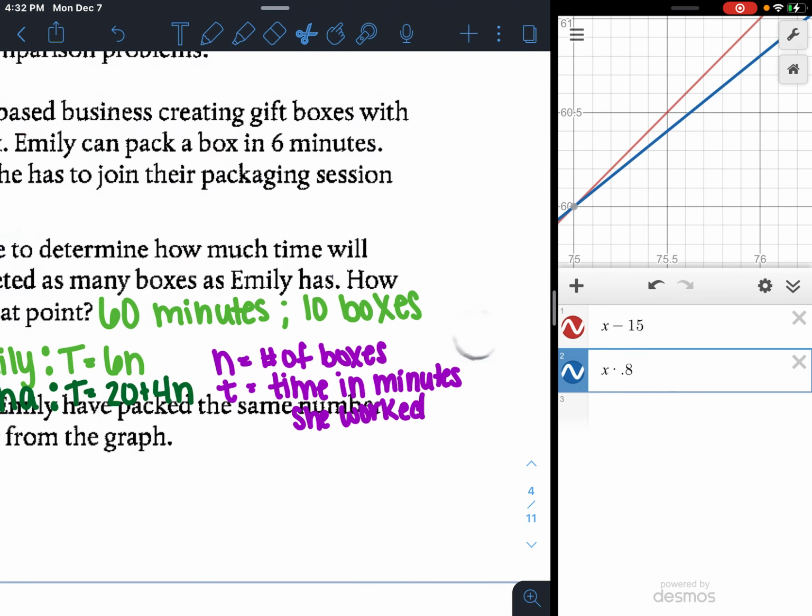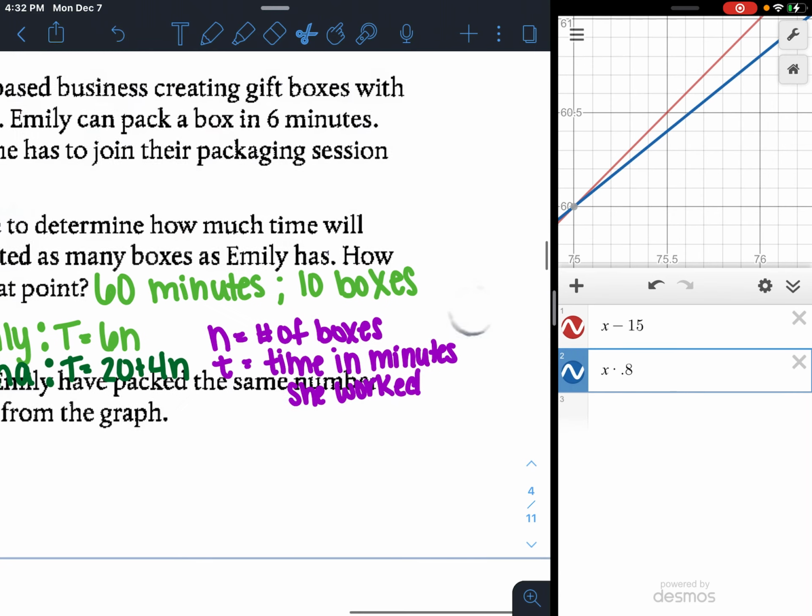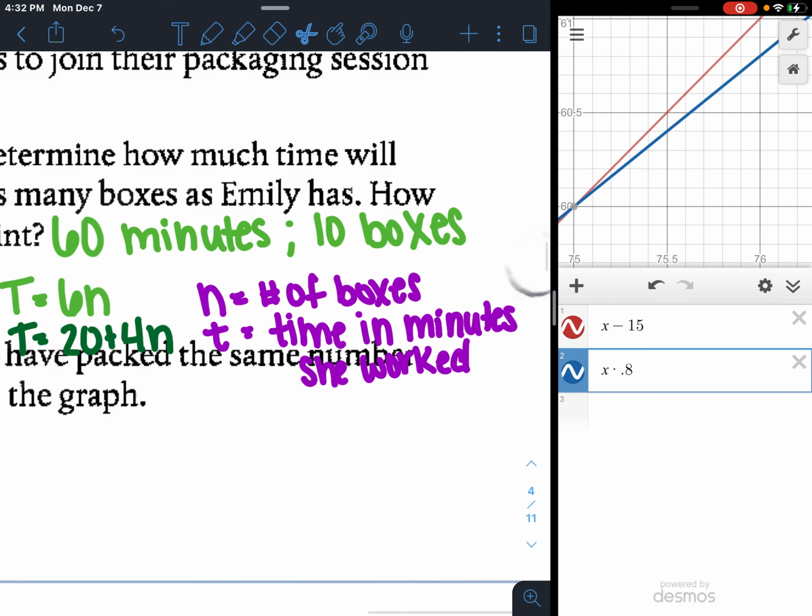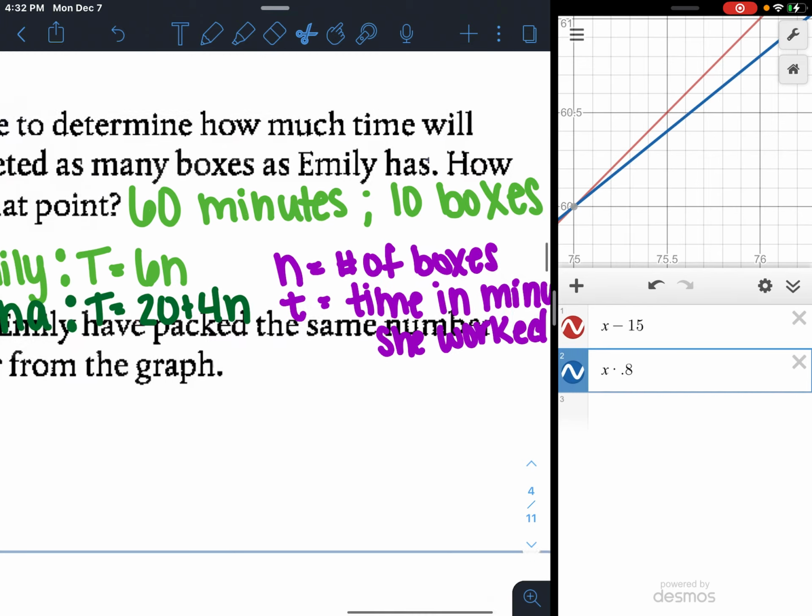And then I'll label my variables so that all of you know what I'm talking about, because maybe you used different variables than me. So make sure that you always label your variables. N is going to be the number of boxes, and T is going to be the time in minutes that either one of them has worked.